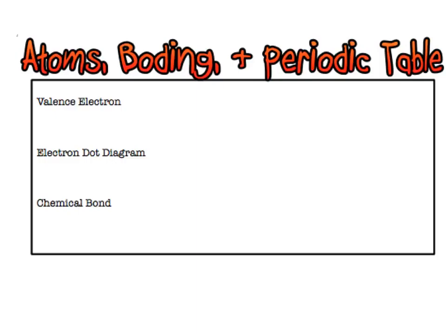So let's start with a valence electron. What is a valence electron if you were to define it? When we're defining a valence electron, we're going to call it the electrons in the outermost shell.